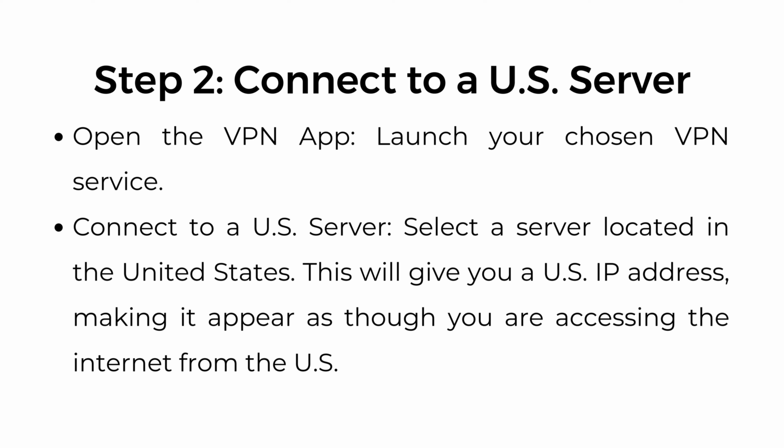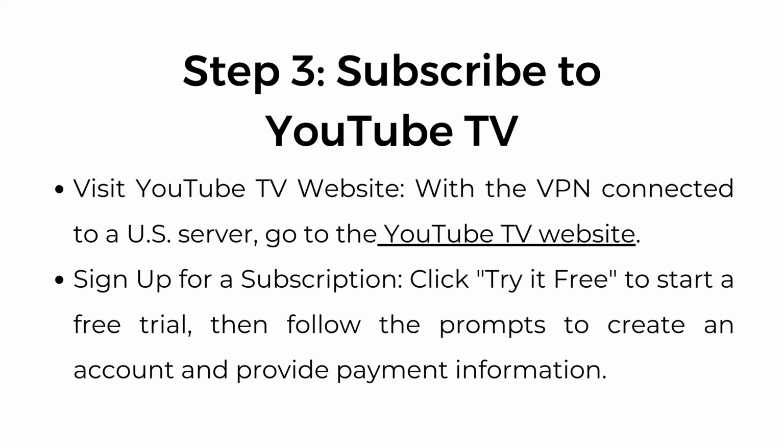This will give you a US IP address, making it appear as though you are accessing the internet from the US. Step number 3. Subscribe to YouTube TV. Visit the YouTube TV website. With the VPN connected to a US server, go to the YouTube TV website.